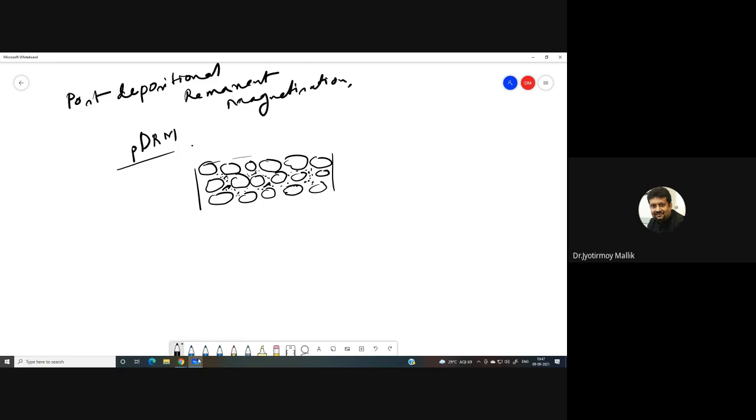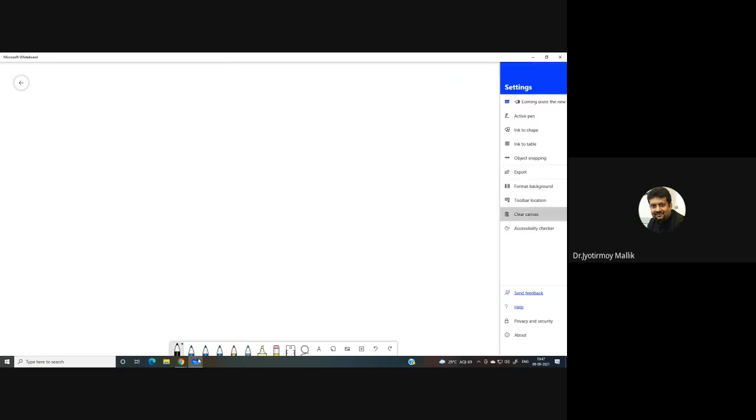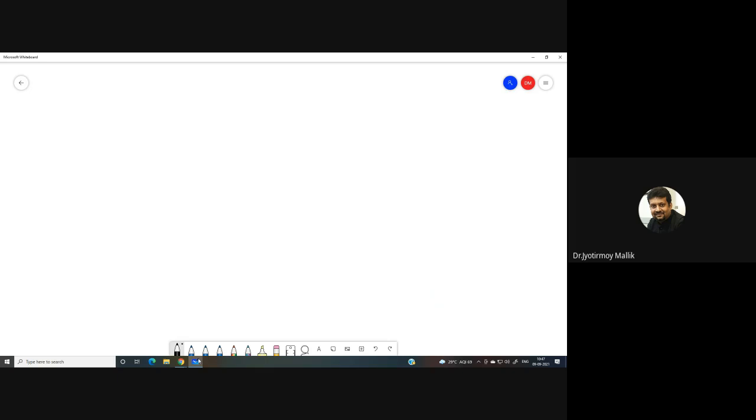Now, we have talked about the igneous rock, we have talked about sedimentary rock. Which rock is left then? Metamorphic rock, right? And for metamorphic rock, we use a term called CRM, or chemical remnant magnetization, okay?